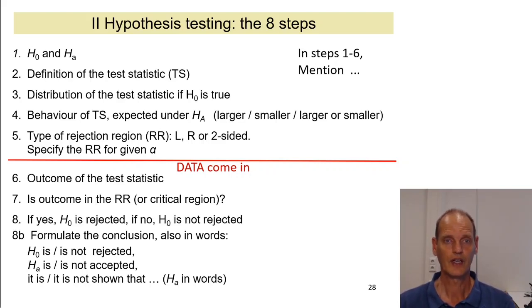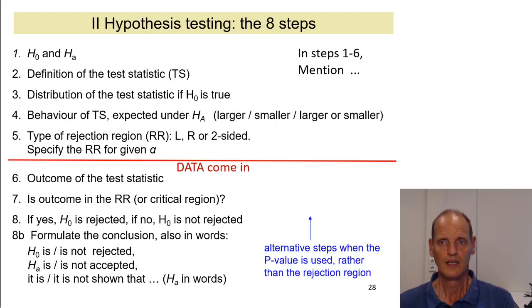If the answer is yes, then the null hypothesis is rejected. And if the test outcome of the test statistic is not in the rejection region, then the null hypothesis still stands. It's not rejected. That does not mean that we think it's true, but just that we say it might be true. This is using the rejection region.